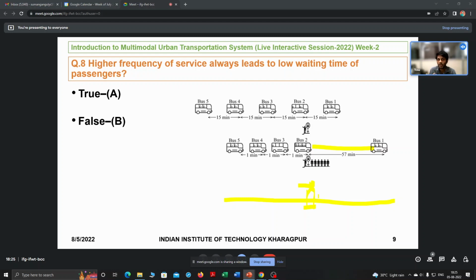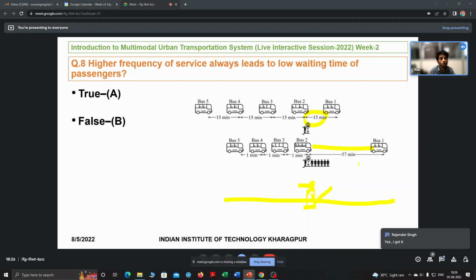Are you getting what I am trying to explain? So your headway increases to 57 minutes. Then there are multiple buses. So won't it increase the waiting time if you compare this scenario and this scenario? The passengers coming in 15 minutes are actually fewer than the passengers that will accumulate at this bus stop during 57 minutes. It is a larger number of passengers.